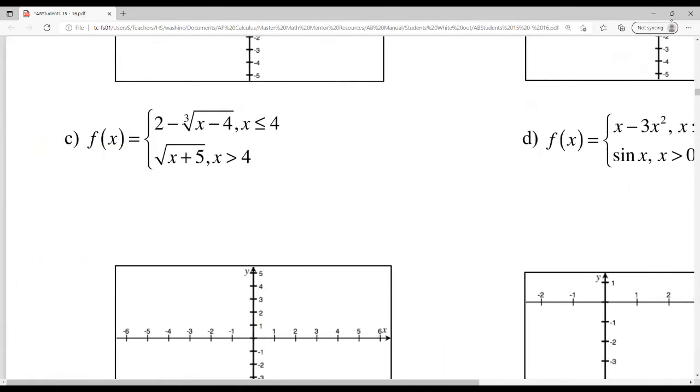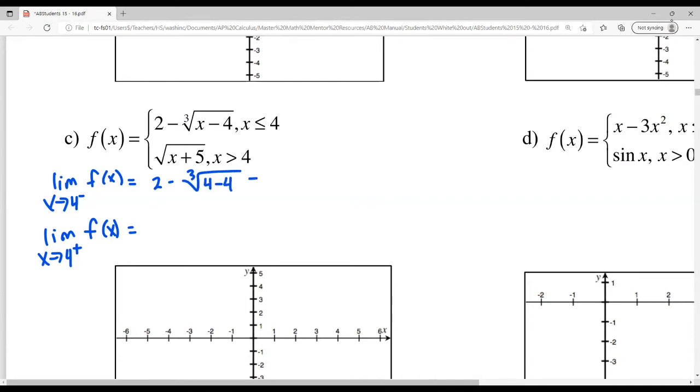Alrighty, we got part C. We're looking at the limit as x approaches 4 from the left of f of x, and the limit as x approaches 4 from the right of f of x. So we're going to plug 4 into the first equation. We get 2 minus the cube root of 4 minus 4, which is just 2.